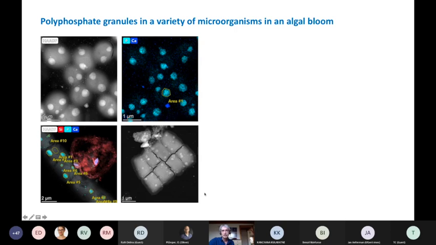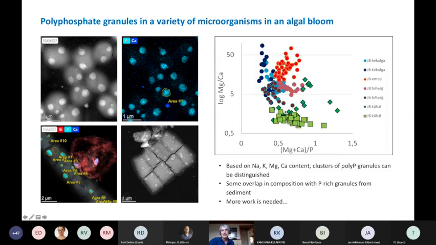And if you analyze them using these STEM EDS elemental maps, then they tend to cluster. So what can we analyze in them? Of course, we cannot analyze really the carbon and the oxygen, but we can analyze the alkali and alkaline earth metals. And based on them, there are different clusters of compositions. And actually, the ones in the sediment fall somewhere here, so might even be among these. But as I said, this is just very preliminary, and of course, we are still working on it.